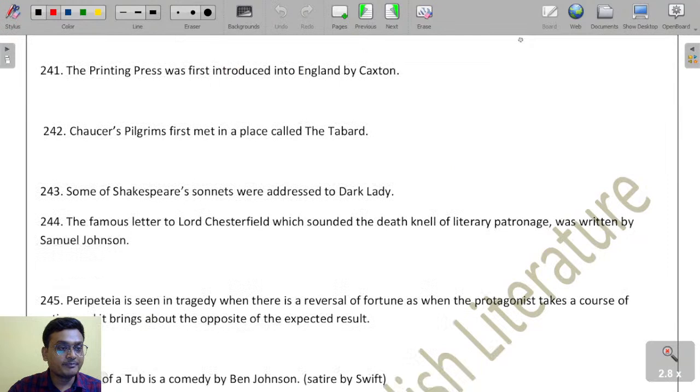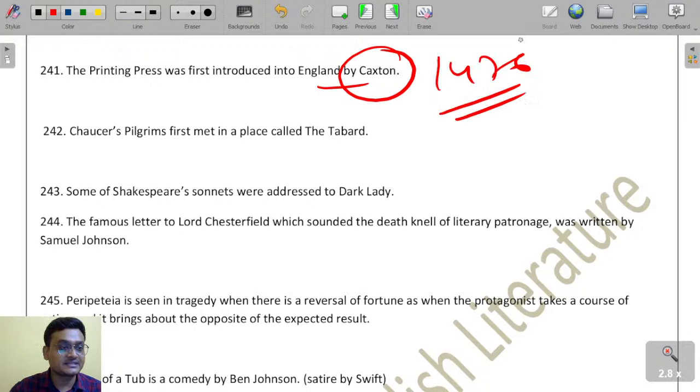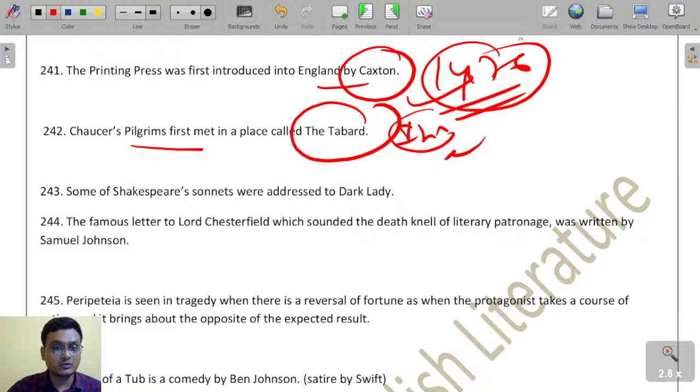The printing press was first introduced in England by Caxton in 1476. West Saxon, Westminster, whatever it is, but it came to England in 1476. Chaucer's pilgrims first met at the place called Tabard Inn. The owner of the Tabard Inn was Harry Bailly.